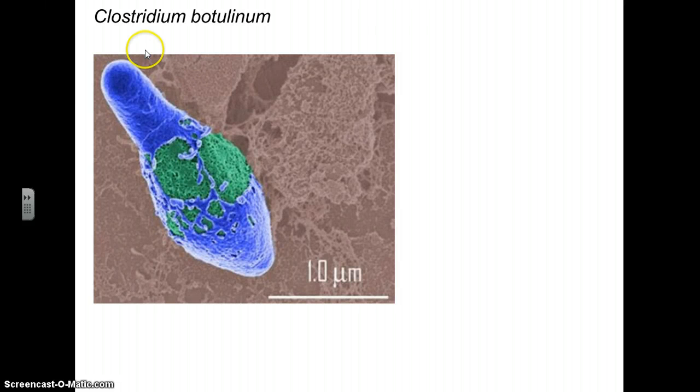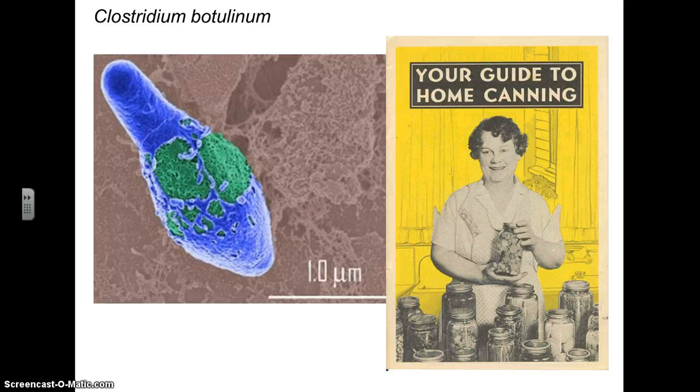Also, this bad actor right here, Clostridium botulinum. This is a bacterium that thrives in foods that were not properly sterilized and canned. And so under those relatively anoxic conditions inside those food containers, they can thrive, and this is a significant type of food poisoning that can kill people.